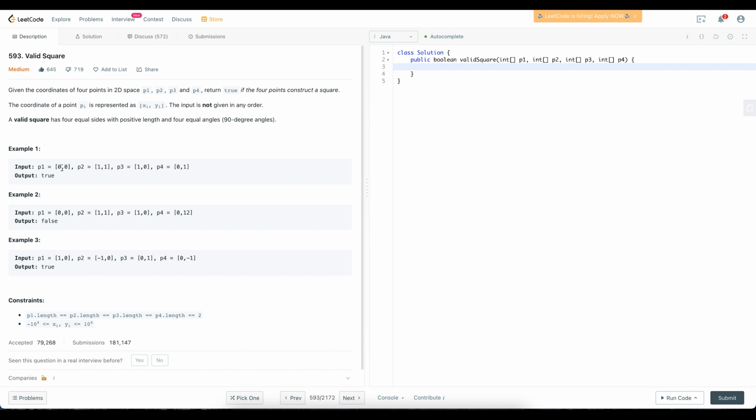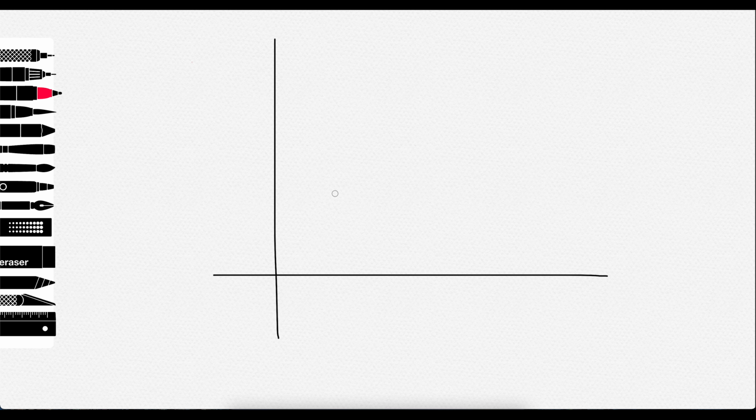If you plot 0, 0, 1, 1, 1, 0, and 0, 1, it does construct a square, so we return true. But if you plot 0, 0, 1, 1, 1, 0, and 0, 12, it does not construct a square, so we return false. This is more of a math problem than it is coding, but regardless, this is a very common interview problem. Let's take a look at the geometry.